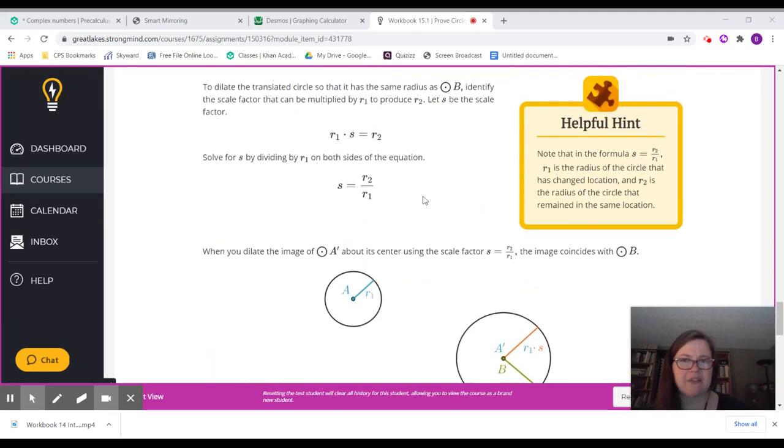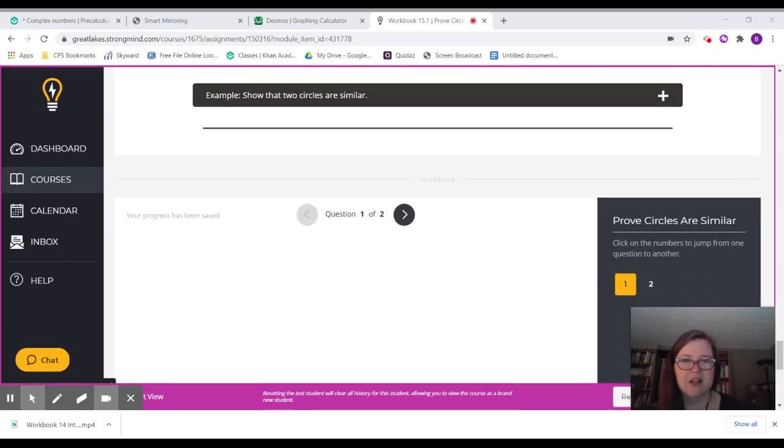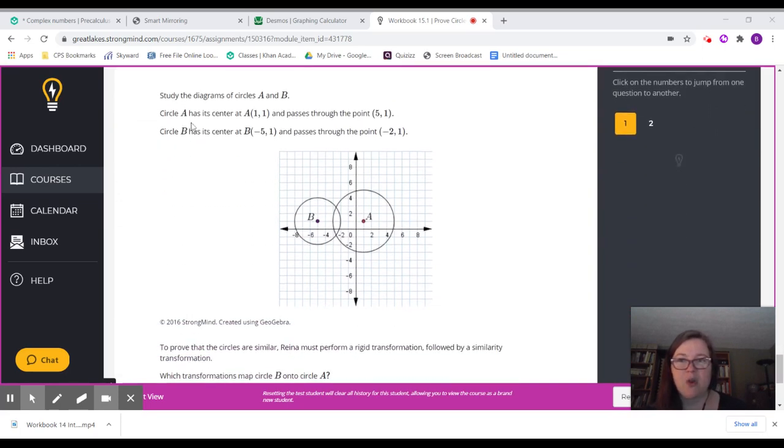There's going to be a scale factor where you take the new one that you're trying to put it onto and divide it by the old one that you started with. So it matters the order that they say things. Let's just see this as an example. We have circle A and circle B.